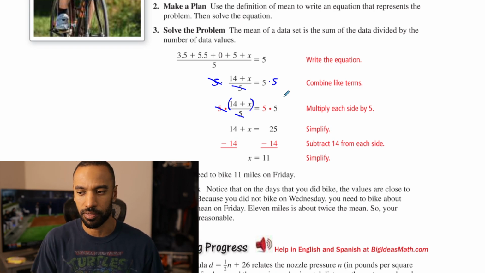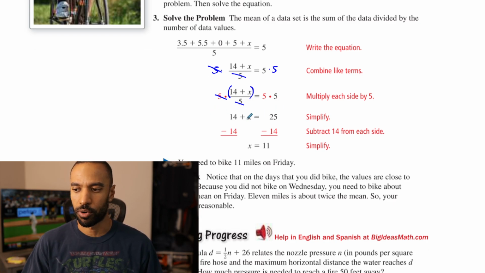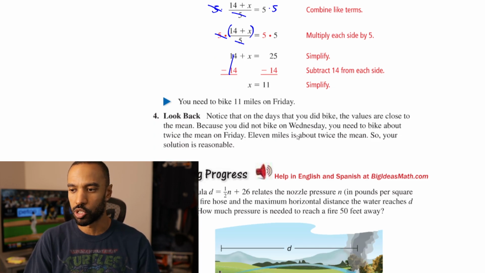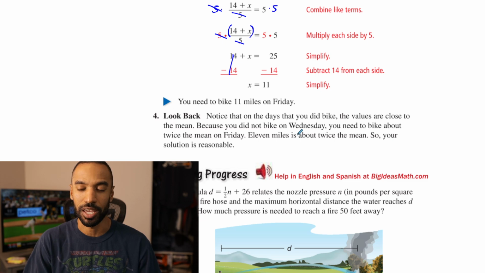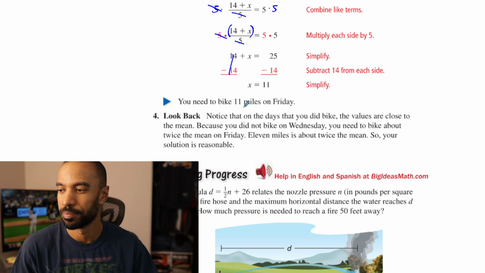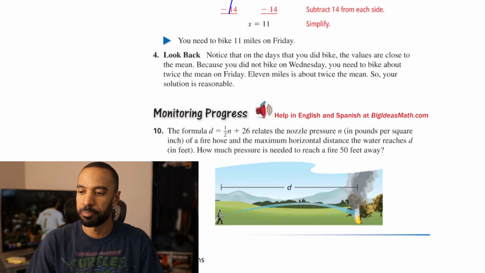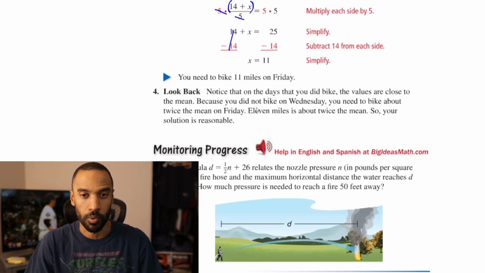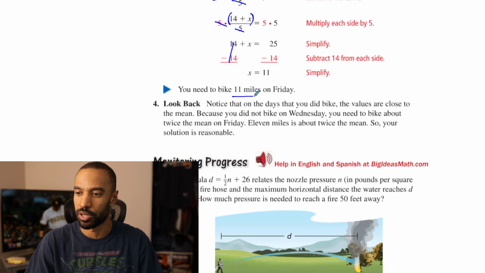I would think nothing less of that situation. And then you subtract 14 from both sides and you get x equals 11. I'm sure we could do some double checks, but you need to bike 11 miles on Friday to get an average of 5 miles a day, which is quite a bit in comparison to what you were doing. So there's that one, and notice that it's a word problem, so we answer in units as well.